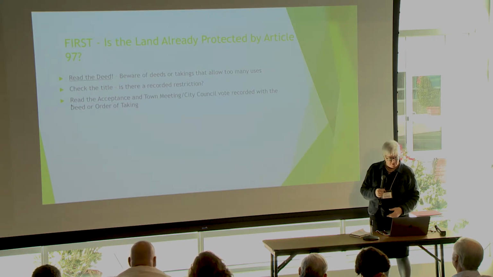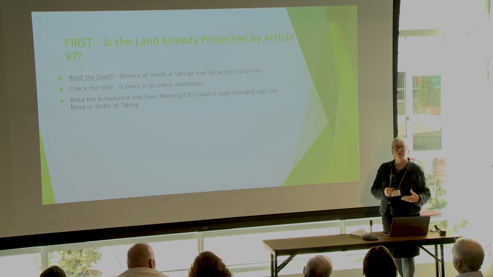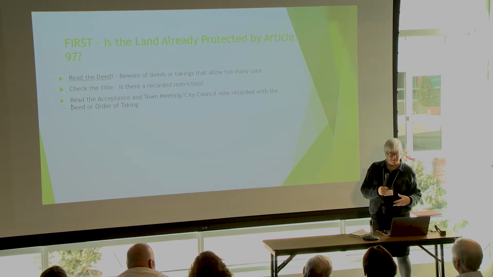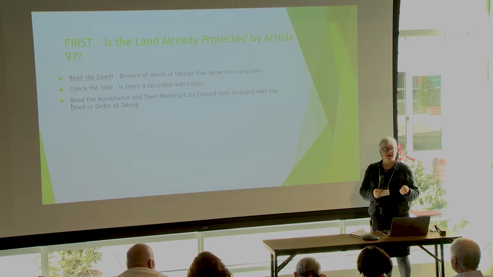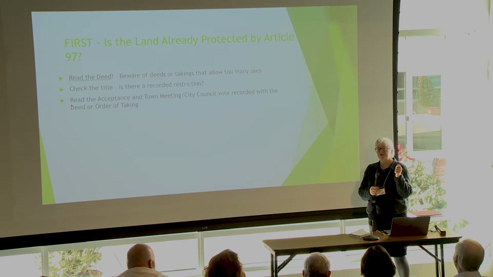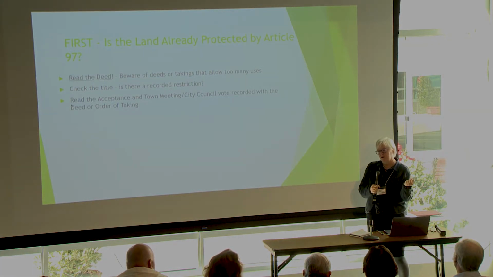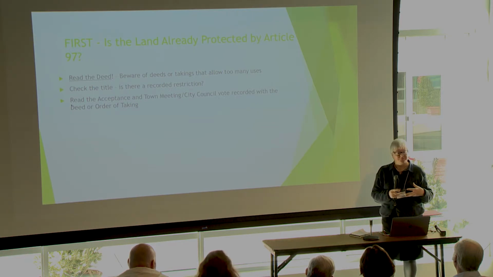But let me get back to the points that I'm trying to make here, which is that you have to read the deed, you have to check the title to see what's going on, and then the important thing is to read the acceptance and the town meeting or city council votes that are recorded with the deed and the order of taking. So, for example, you can't just walk into the registry of deeds and record a deed to a town of the smoking hazardous waste site that you own and then argue that the town owns it. That would be a really clever idea, but it doesn't work. There has to be an acceptance that's on record.